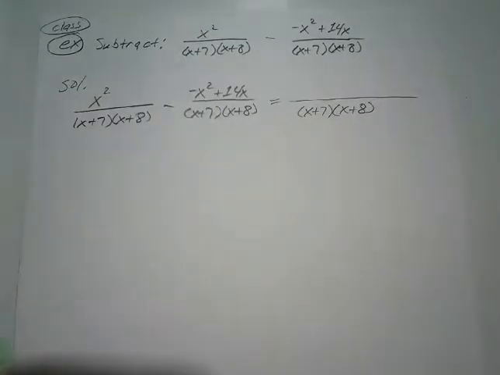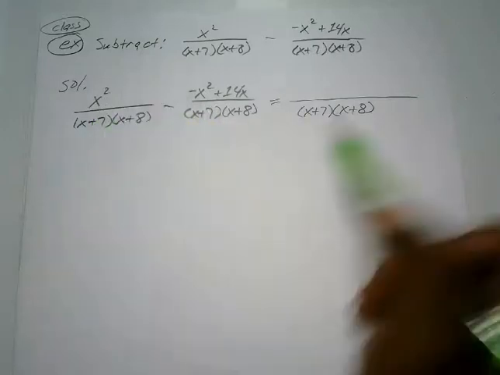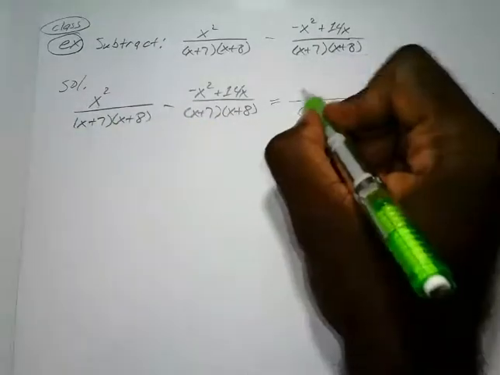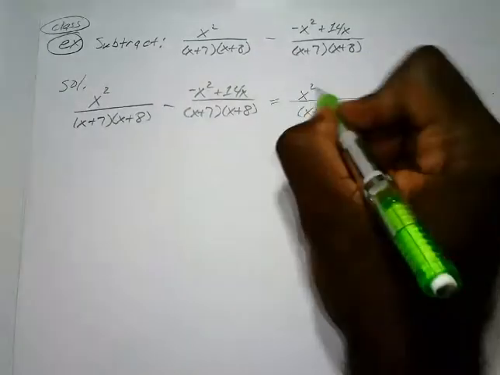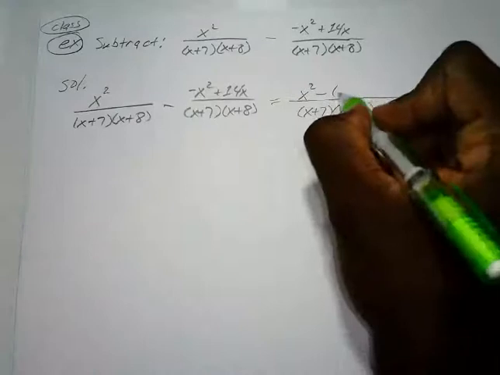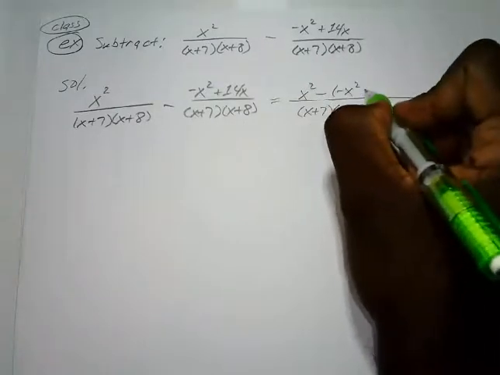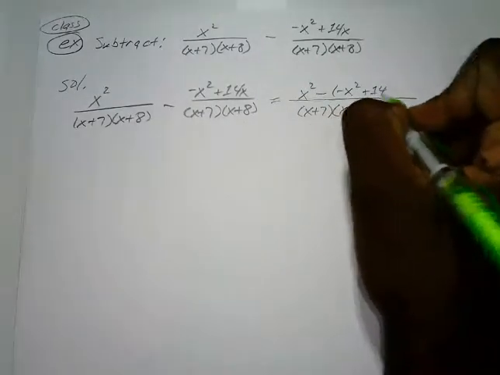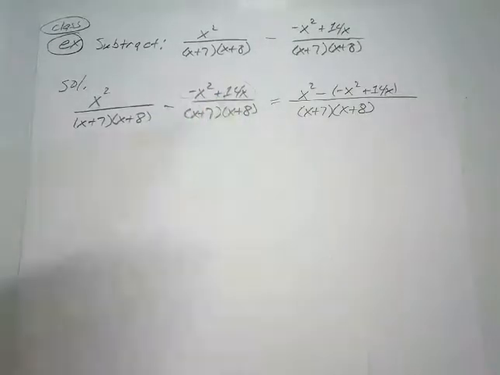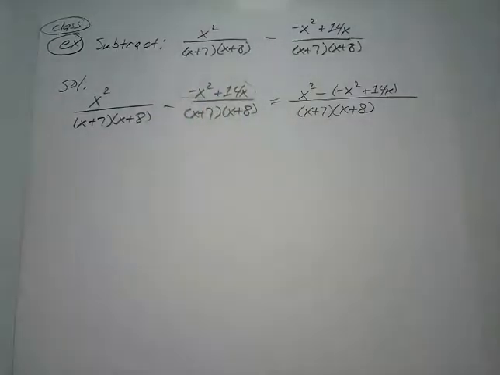Okay, so now we're just going to go ahead and subtract our numerators. So you just have one term here, so you don't really need parentheses for that one. So you have x squared minus negative x squared plus 14x. Because remember, you're subtracting that entire second numerator.